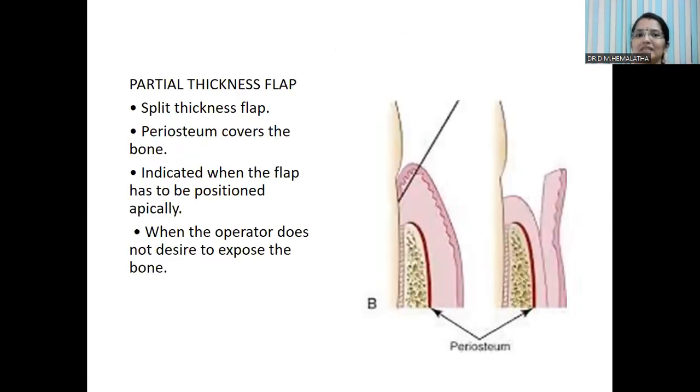And in partial thickness flap, as you can see in this picture, the incision is given in such a way that only a partial thickness of the gingiva is elevated and a periosteum is perfectly covering the bone. So it is indicated when the flap is to be repositioned after the placement. So these are all the indications of partial thickness flap where it is going to be a displaced one.